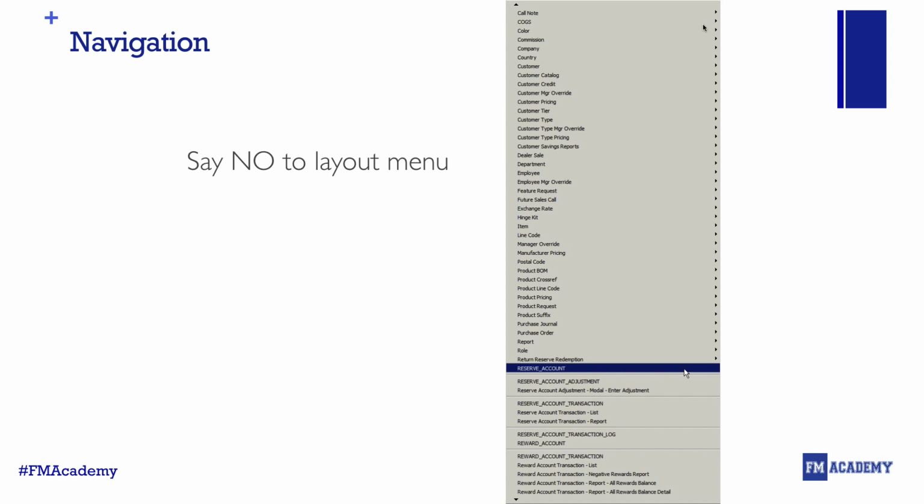So let's talk about practical ways to do these things. The first thing I like to always caution people is say no to the layout menu. FileMaker by default shows you your layouts in a drop-down list. It's very long, and it's very useful in layout mode as a developer, but for the user, this isn't a solution to navigation.